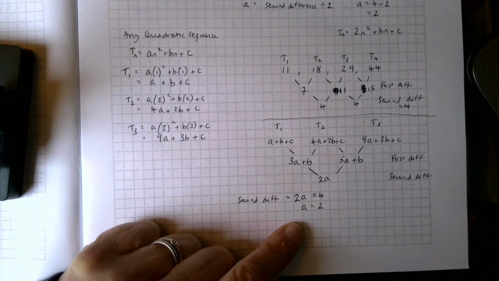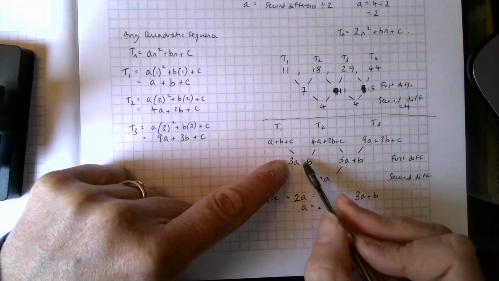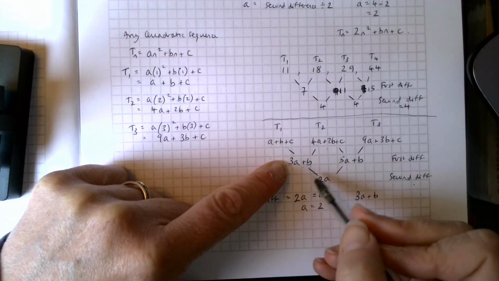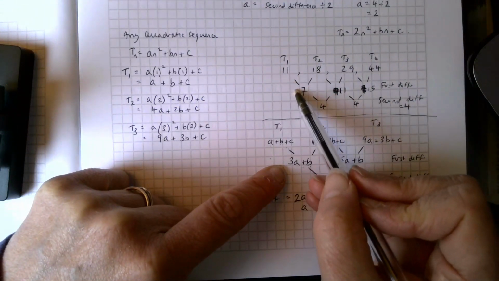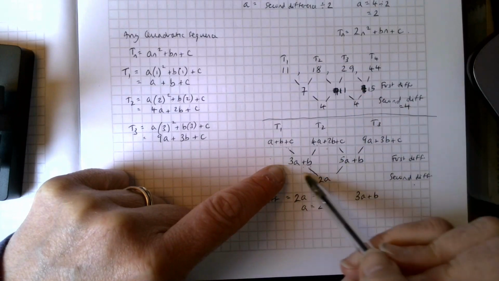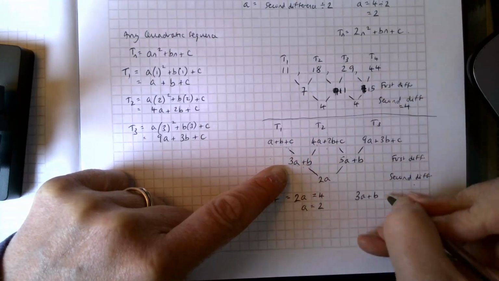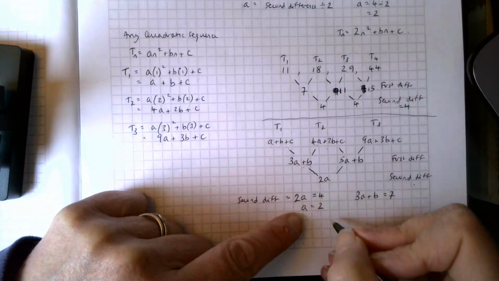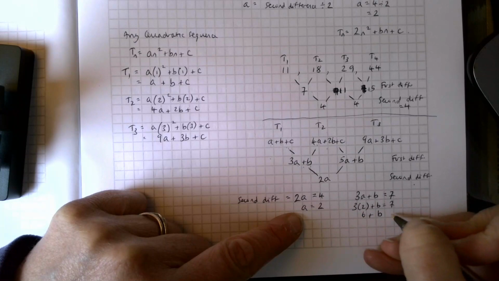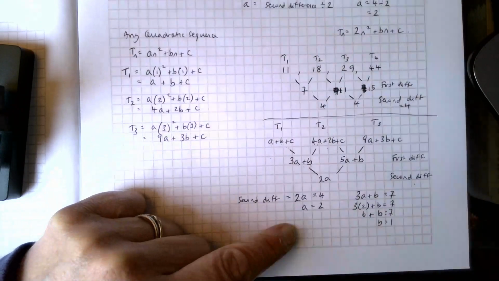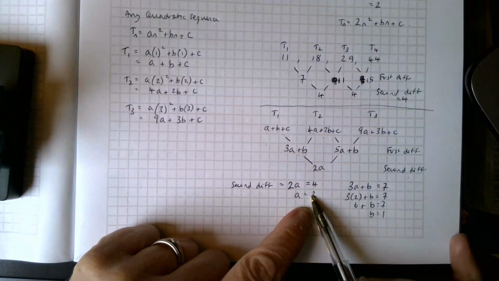Now, what else do we know? We know that 3a plus b is the first difference between T1 and T2. Let's see, is there a comparable thing here in our specific sequence? There is. Look, the first difference there between the first two terms is 7. So 3a plus b, which is the first difference between the first two terms, must be 7. But we now know that a is 2, so 3 by 2 plus b equals 7. So 6 plus b equals 7, b must be equal to 1. Now we're nearly there, look. Okay. So we now know that a is 2 and b is 1.